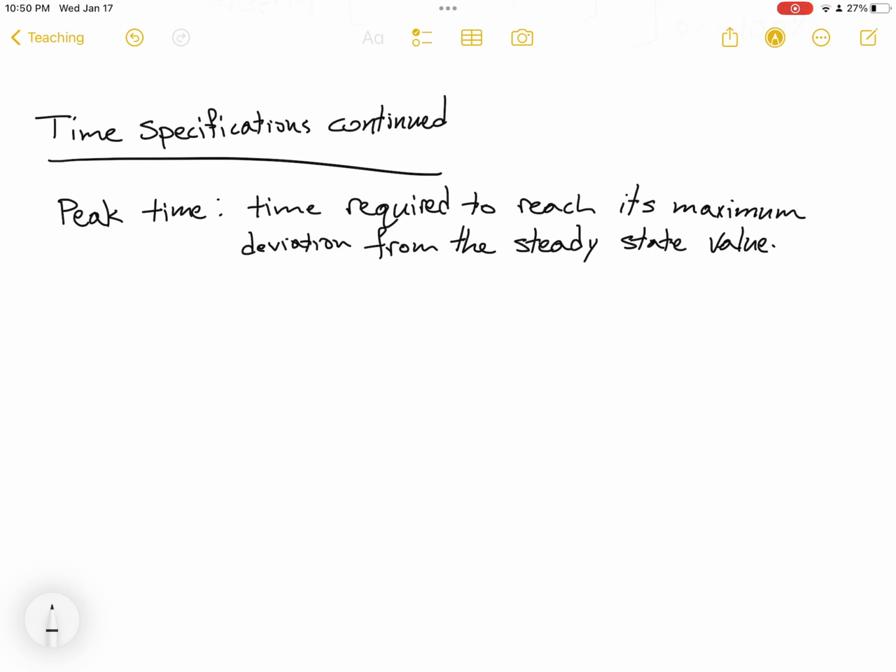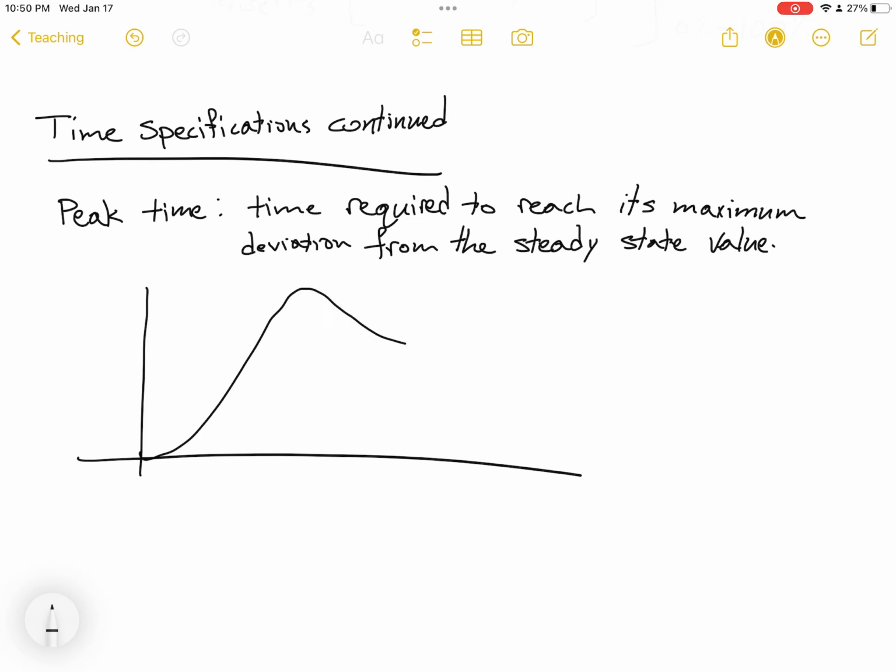So if I'm going to go ahead and draw an example of a step response. We have a system that looks like this. Some step response settling to some non-zero value.